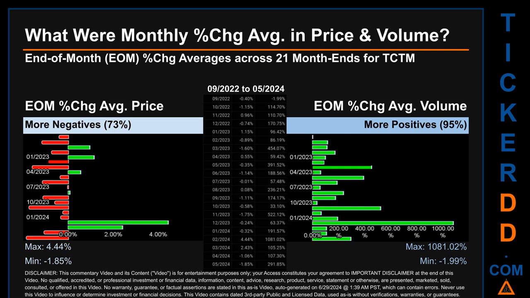Price saw an end-of-month max of 4.44% in average percentage change, along with a minimum of -1.85%. For volume, the maximum and the minimum monthly percentage change were respectively 1081.02% and -1.99%.